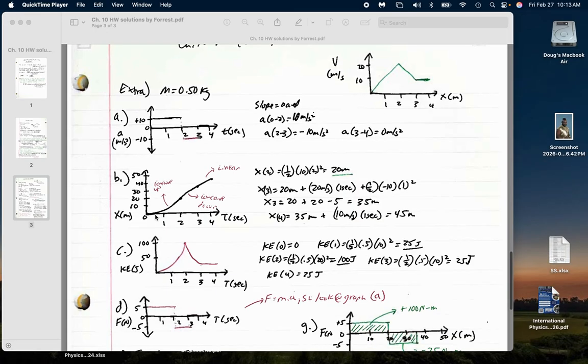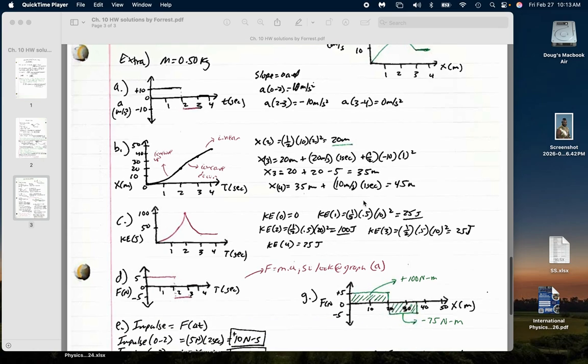Here, you're asked to figure out the position versus time at each second. So we start at 0 meters. Thinking about the shape, it would be concave up for positive acceleration, concave down for negative acceleration, linear for a constant velocity at the end during the last 1 second. So after 2 seconds, I get 20 meters. After 3 seconds, I get 35 meters. After 4 seconds, I get 45 meters. And this is using variations of kinematics equations.